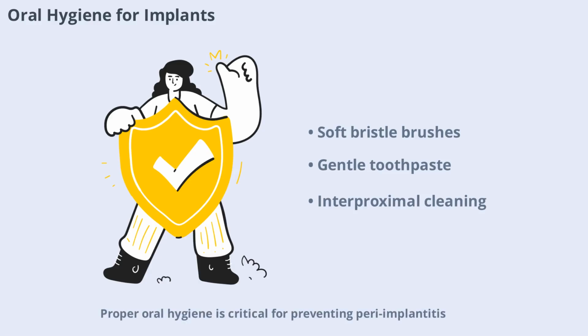Proper oral hygiene is critical for preventing peri-implantitis. Patients should use soft, rounded bristle toothbrushes, minimally abrasive toothpaste, and chlorhexidine rinses as recommended. Interproximal cleaning with gauze, superfloss, or irrigators is also important to keep the areas around the implant clean and free of debris.